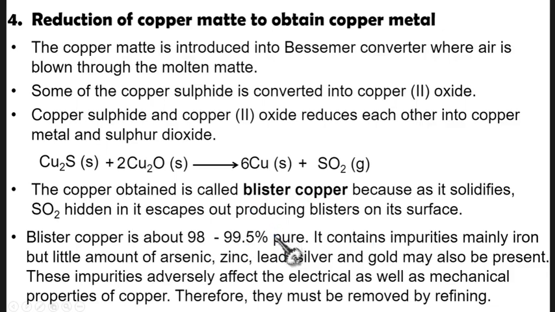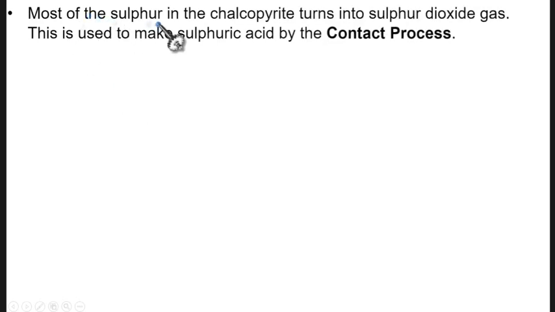Now, most of the sulfur in the chalcopyrite turns into sulfur dioxide. This is used to make sulfuric acid by the contact process. As you have seen in the extraction of copper, sulfur dioxide is produced even in the first reaction and even in the last reaction. This sulfur dioxide is a pollutant. If it goes into the atmosphere without being collected, it brings about acid rain, but it is collected in mines to produce sulfuric acid by the contact process.